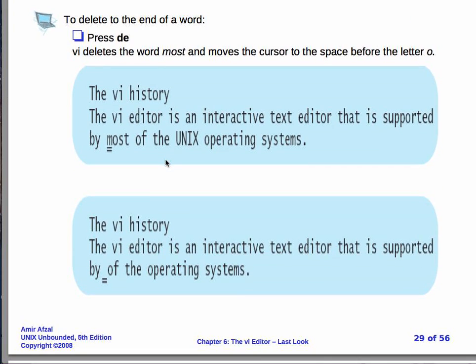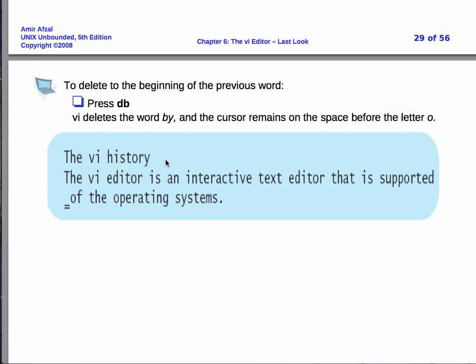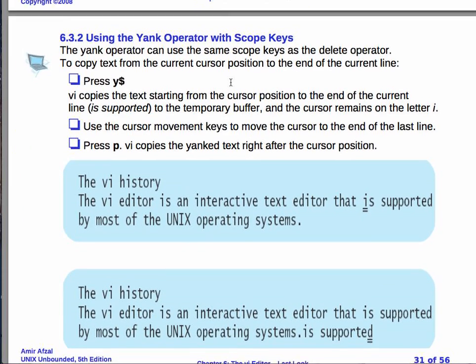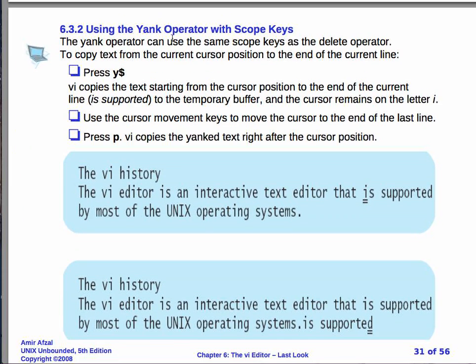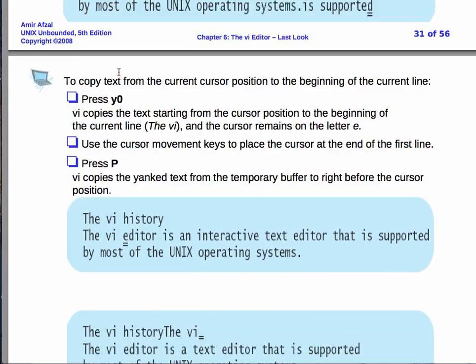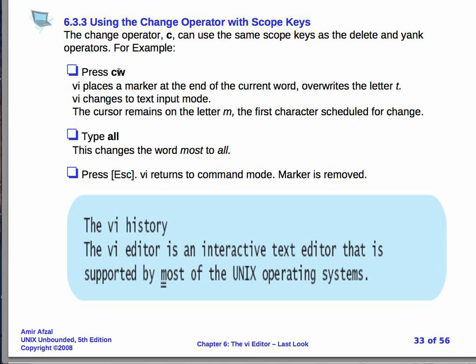Same thing with de. db cuts backwards to the beginning of the previous word. So dw goes forward, de goes forward, db goes backwards. And then you can do the same kinds of things with y. So remember the difference: y stands for yank, means copy. d stands for delete or cut. So that's the difference. You can do all of the same things that we did with delete, you can do that with yank too.